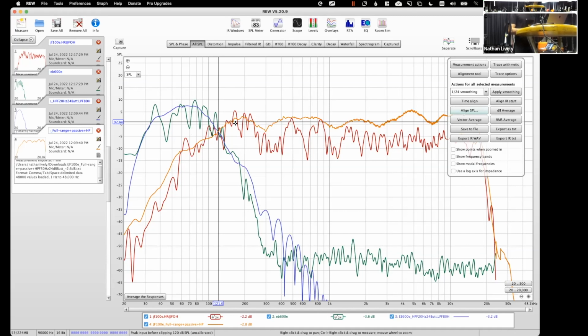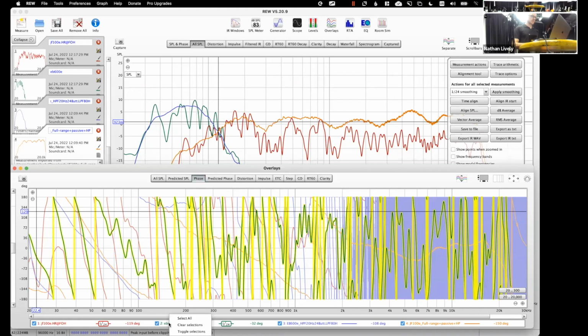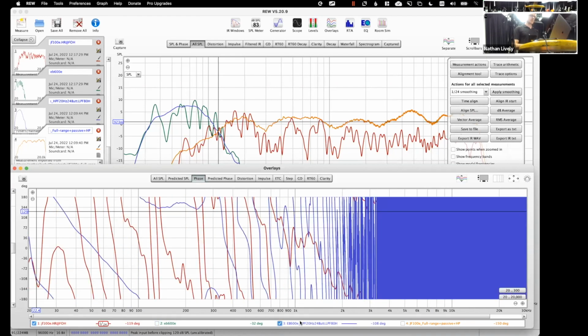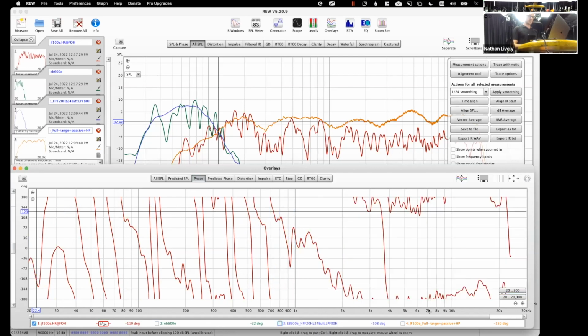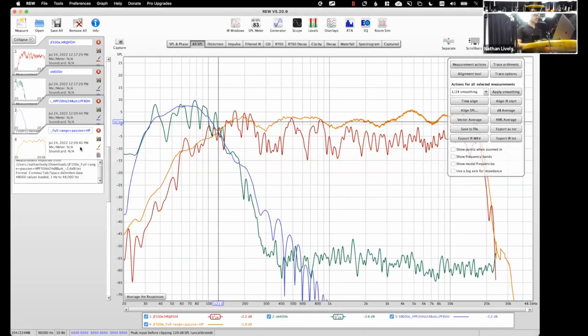So now we can look at the magnitudes on top of each other. If we want to look at the phase responses on top of each other, then we need to go to overlays, phase, clear selection. So we got our main and our main from SubAligner. And there's a polarity inversion there. So now we can have some control over our data.